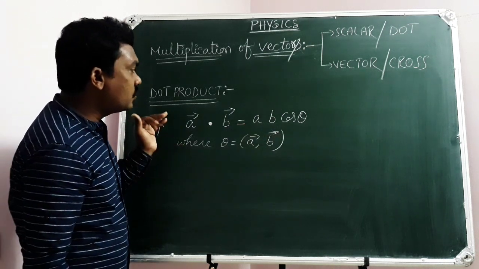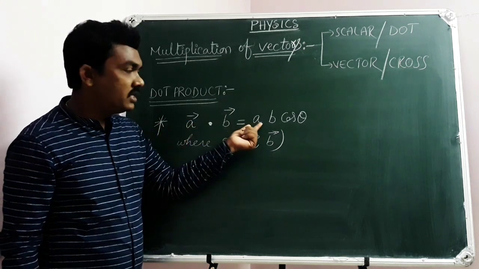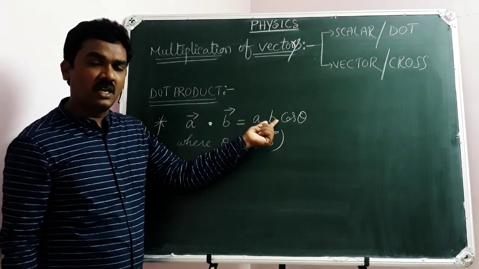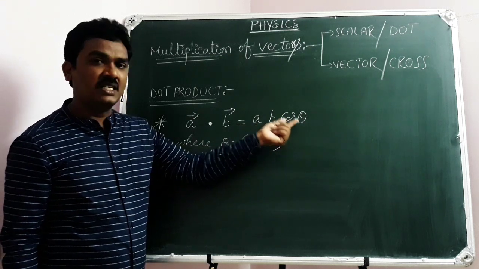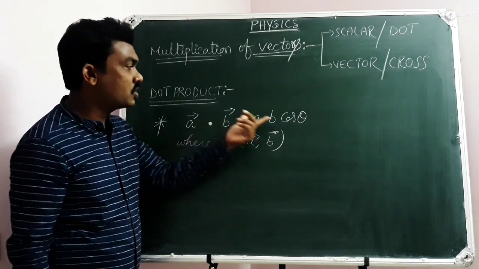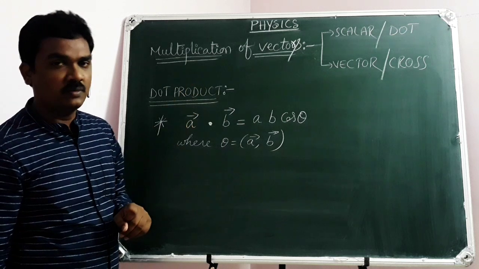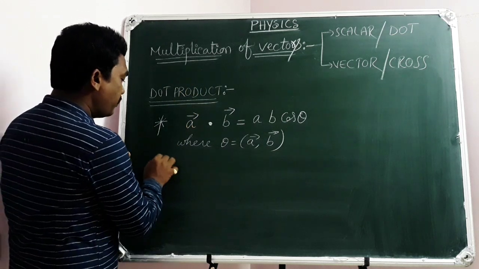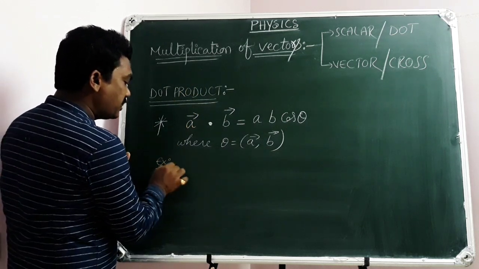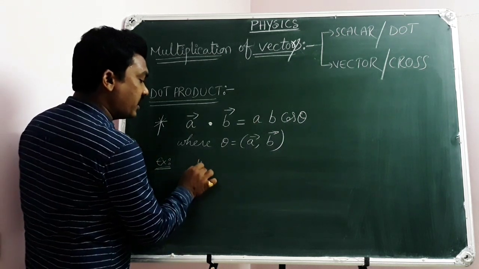Yes, when you see here, this product will be a scalar because a is a scalar, b is a scalar because they are magnitudes, and cos theta is a number which is a scalar. So the dot product of any two vector physical quantities will be a scalar. So it is a scalar product. And the best example to explain dot product or scalar product is work done.